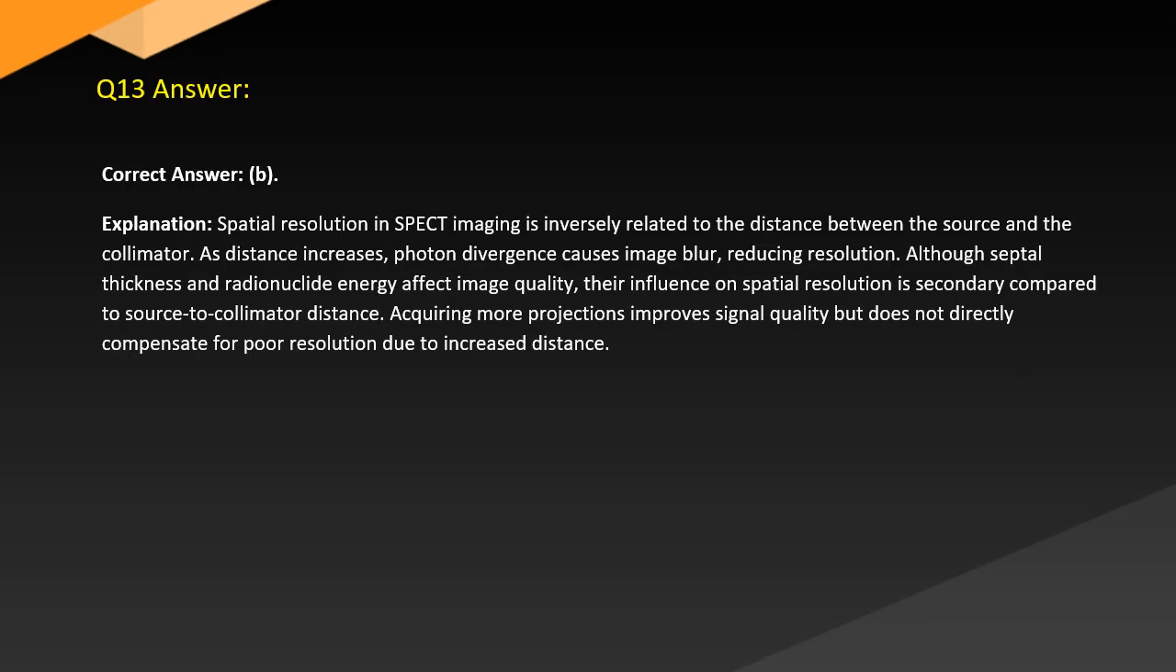Answer. Correct answer: B. Explanation. Spatial resolution in SPECT imaging is inversely related to the distance between the source and the collimator. As distance increases, photon divergence causes image blur, reducing resolution. Although septal thickness and radionuclide energy affect image quality, their influence on spatial resolution is secondary compared to source-to-collimator distance. Acquiring more projections improves signal quality but cannot directly compensate for poor resolution due to increased distance.